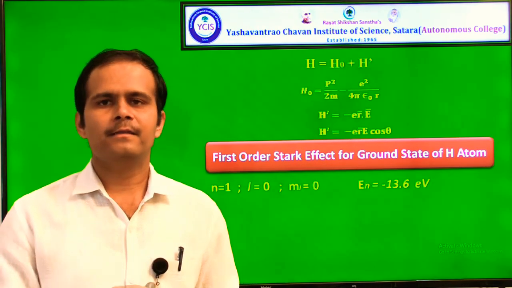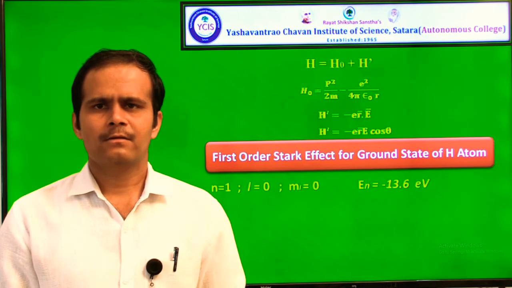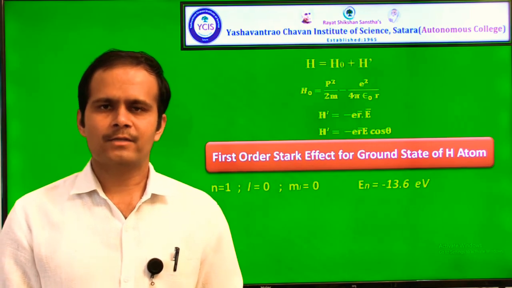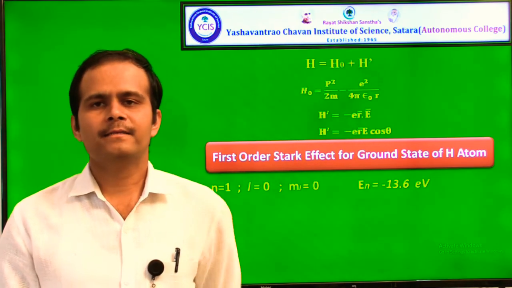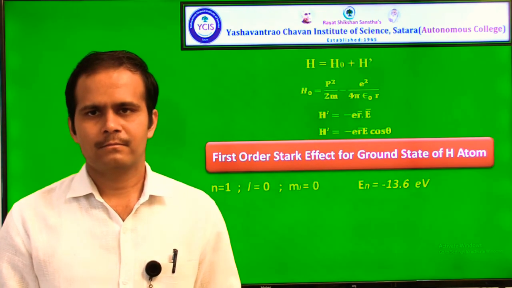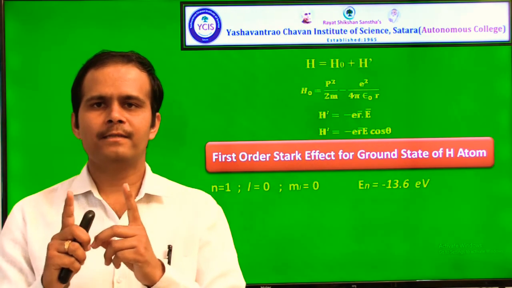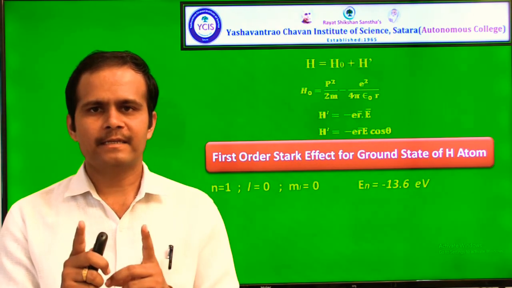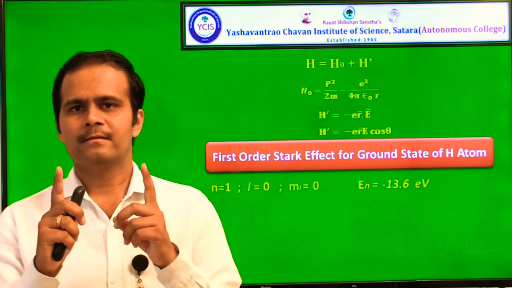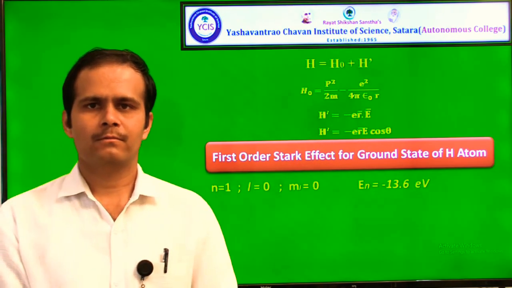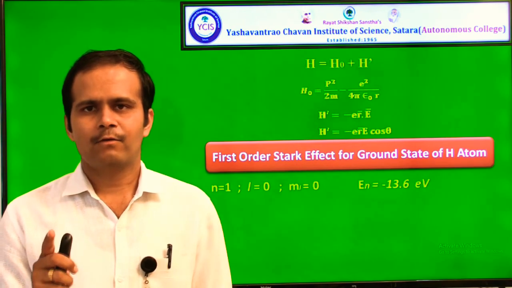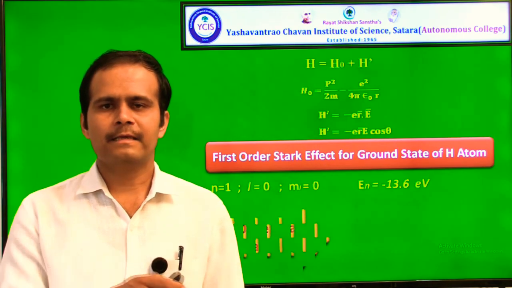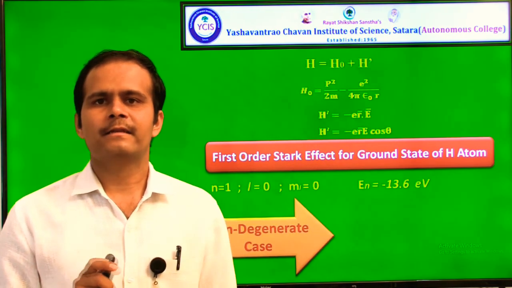And we know that the energy for the ground state of hydrogen atom, or the first shell energy of the electron, is minus 13.6 electron volt. So here there is only one state having energy minus 13.6 electron volt, and that state is referred to as 1, 0, 0. 1, 0, 0 is the state for which the energy is minus 13.6 electron volt.